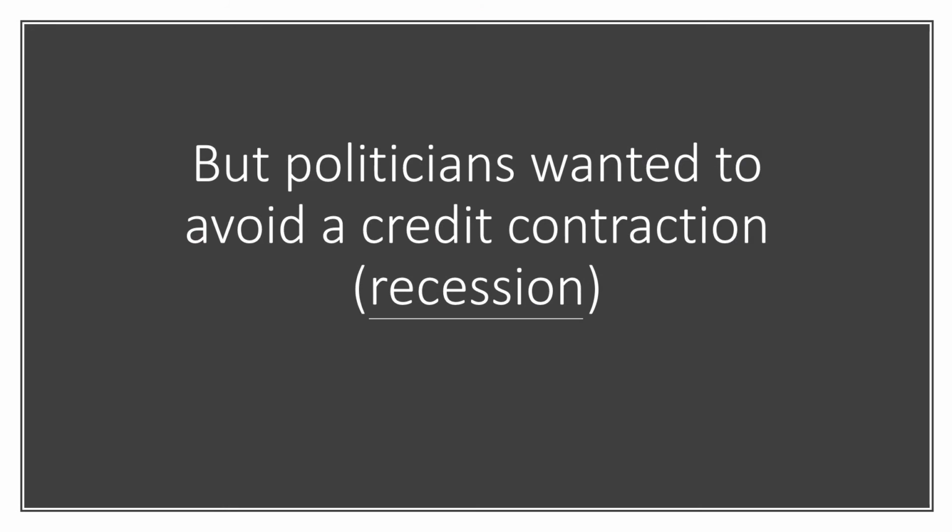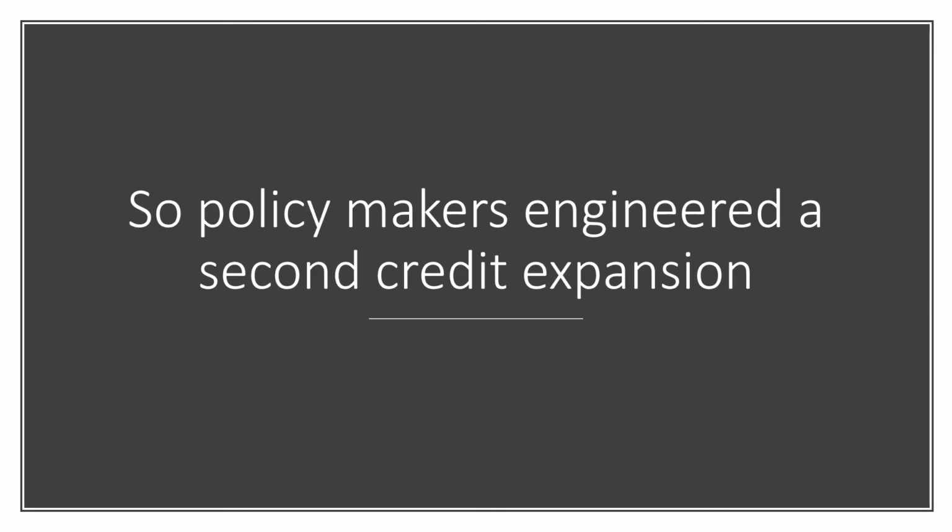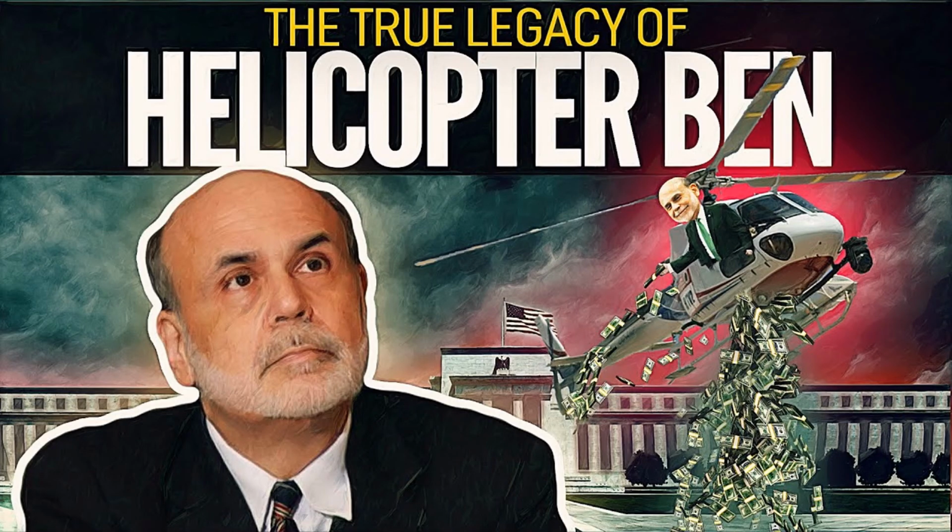So politicians the world over fought as hard as they could to avoid the credit contraction because they didn't want the political consequences of recession. So the solution was to pursue a new second credit expansion built upon the previous credit expansion, to build a credit bubble on top of another credit bubble. So how did they do this? Well, obviously central banks have been using quantitative easing to print money.